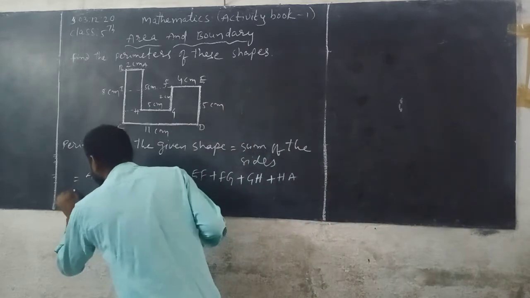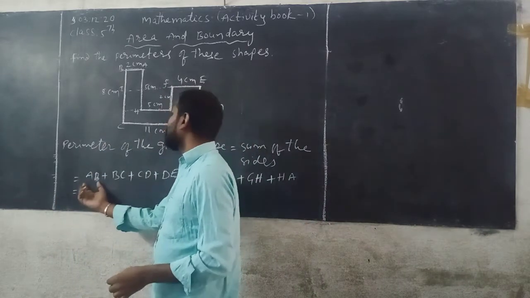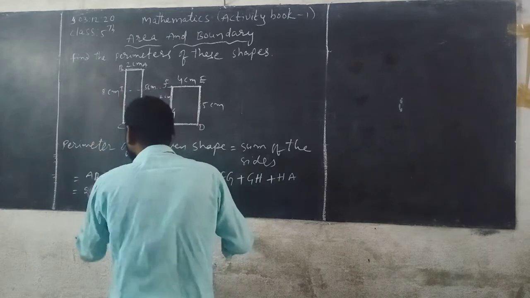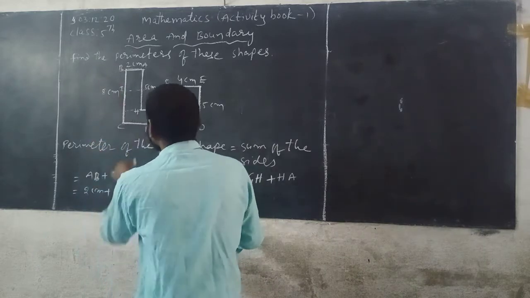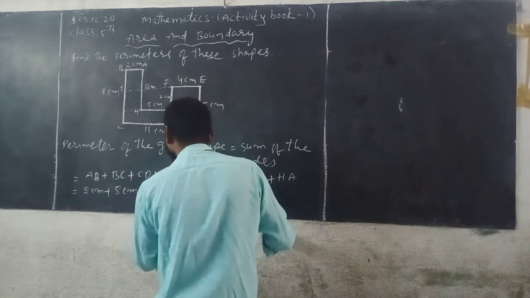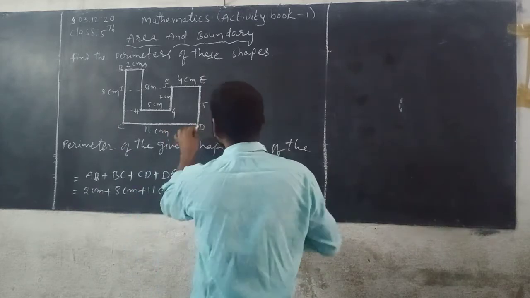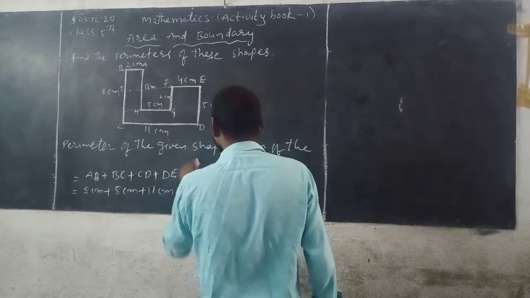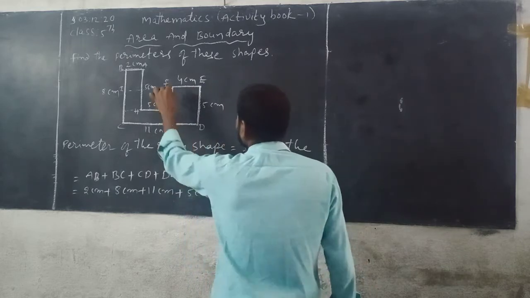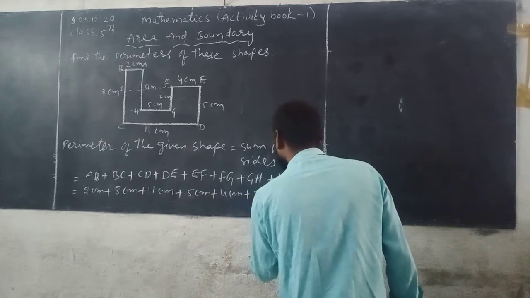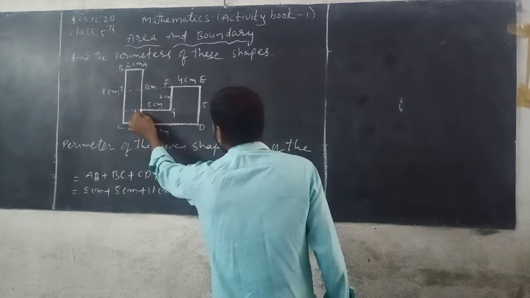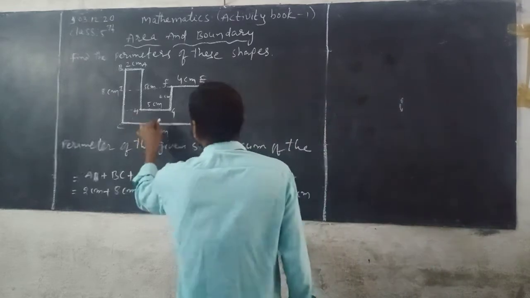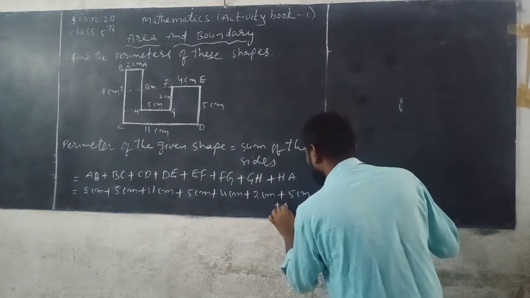Now write down. The length of the side AB is 2 centimeters, plus BC is equal to 8 centimeters, plus CD is equal to 11 centimeters, plus DE is equal to 5 centimeters, plus EF is equal to 4 centimeters, FG is equal to 2 centimeters, plus GH is equal to 5 centimeters, plus HA is equal to 5 centimeters beta.